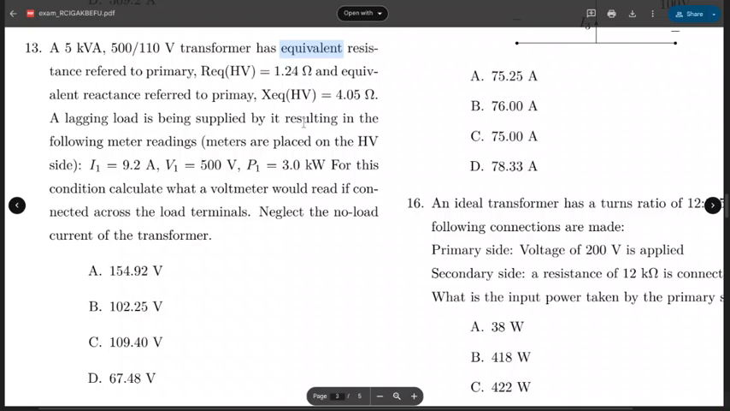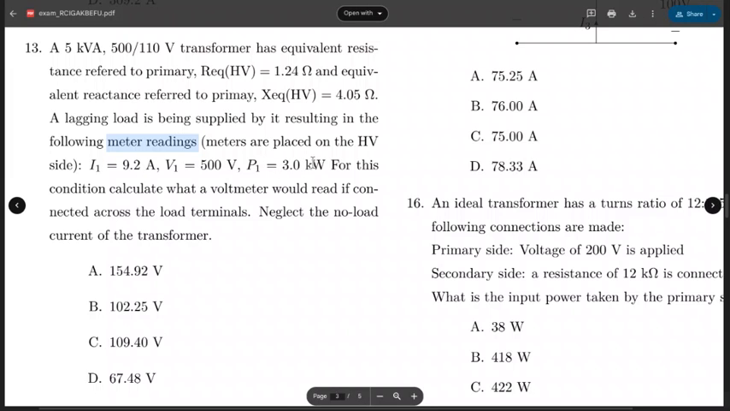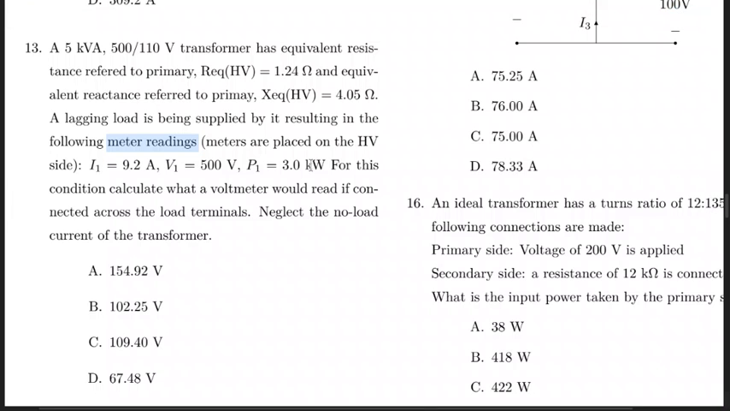A lagging load is being supplied, resulting in the following meter readings. Meters are placed on the HV side. So don't confuse this with the short circuit test or open circuit test. It is just that data is given saying that meters are there. So just given that I1 is 9.2, V1 is 500, and P1 is 3. So 9.2, 500, and 3. Okay, so let us note these values.